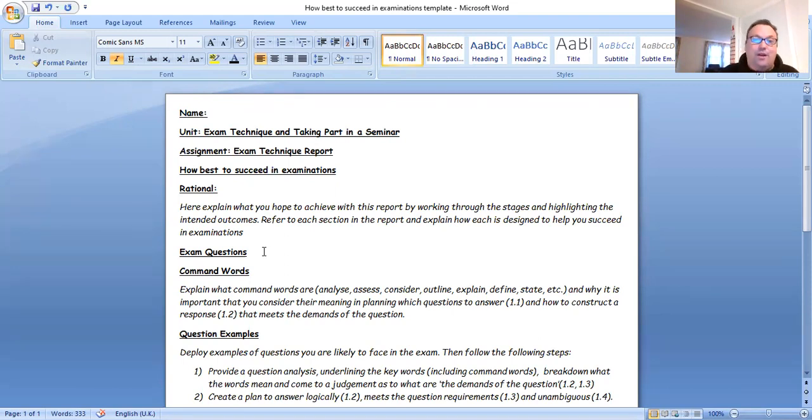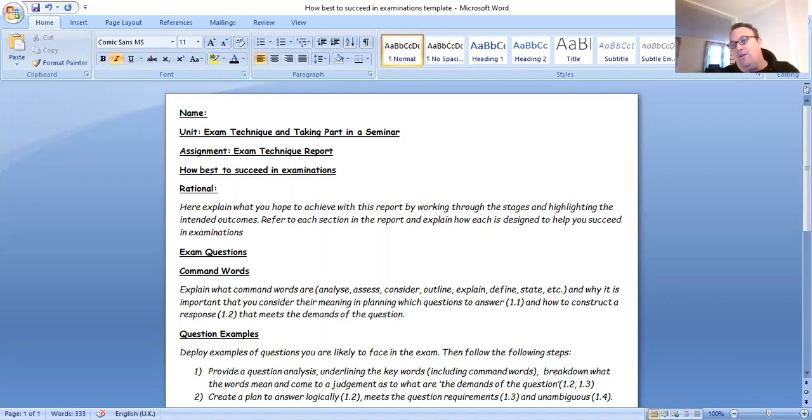So under exam questions, you're going to look at command words. If you're going to understand what the question is asking you to do, you need to be able to translate these. These words are analyze, assess, consider, outline, explain, define, evaluate, state, and so on. So what you need to do is to say what each of these are, and why it is important that you understand what these words mean, and how they would help you construct a response that meets the demands of the question. Makes sense, right?